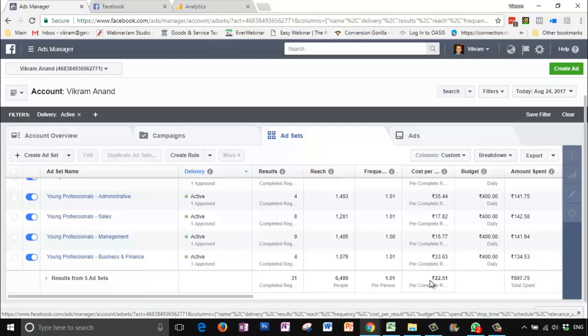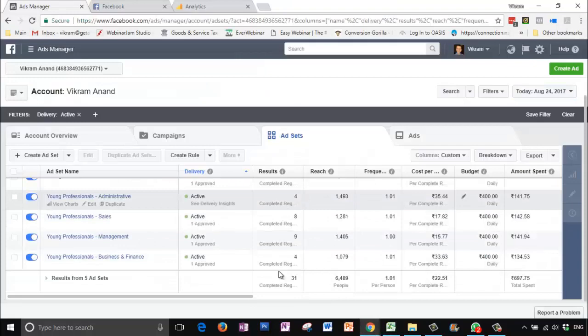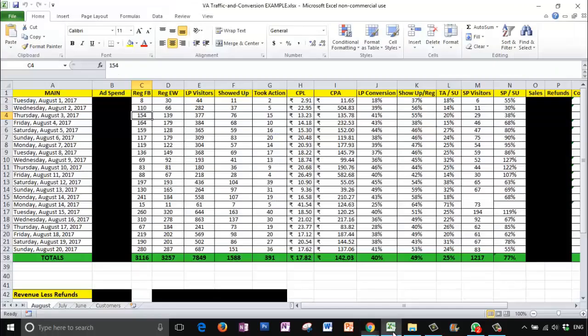Now that you have this data, I would urge you to create an Excel sheet like this. This once again is the Excel sheet for my business, and this is live data for the past couple of weeks. So the first thing that I do is write down the dates and days, the ad spend, the amount of money that I've spent on that particular day, and how many people have signed up or registered. This is data coming from Facebook. This is the number of people who have completed a registration.